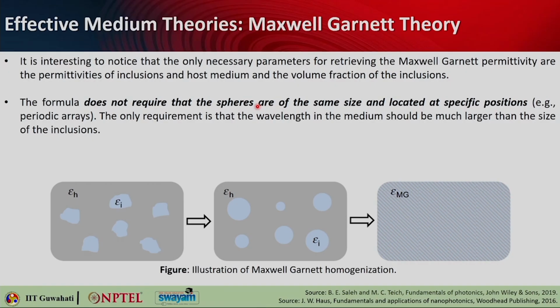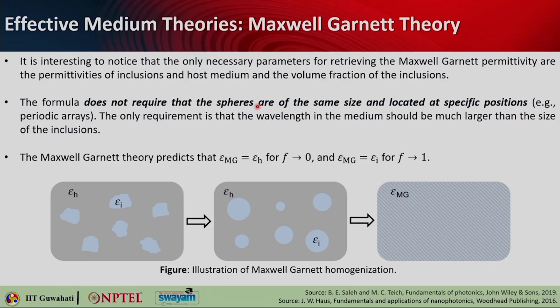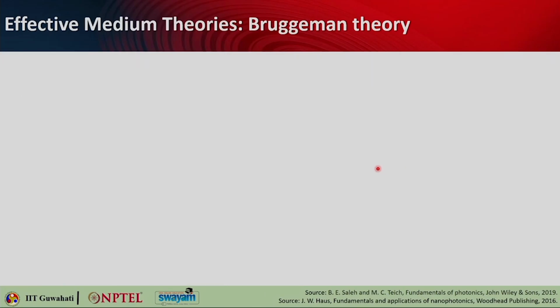So, you do not want your spheres particularly to form an array or something, nothing like that. The only requirement here is that the wavelength in the medium must be much larger than the size of the inclusion, so that the quasi-static approximation remains valid. Maxwell-Garnett theory also predicts the following. If you put f equals 0, you get effective permittivity to be the same as the host one, and if you put f equals 1, you will get the effective permittivity to be the same as the inclusions one. That is pretty simple. So, that tells you about the Maxwell-Garnett theory.